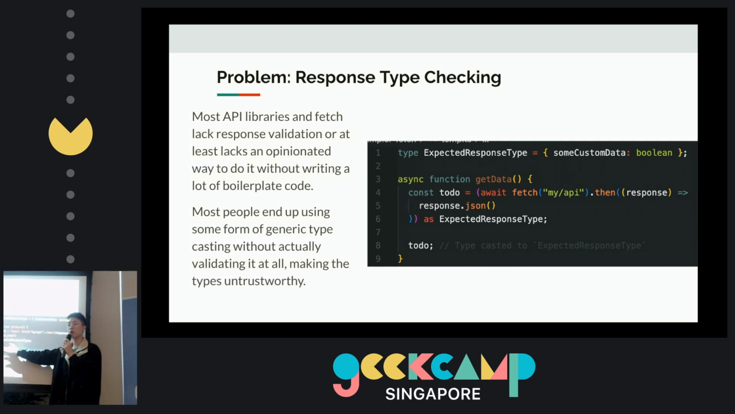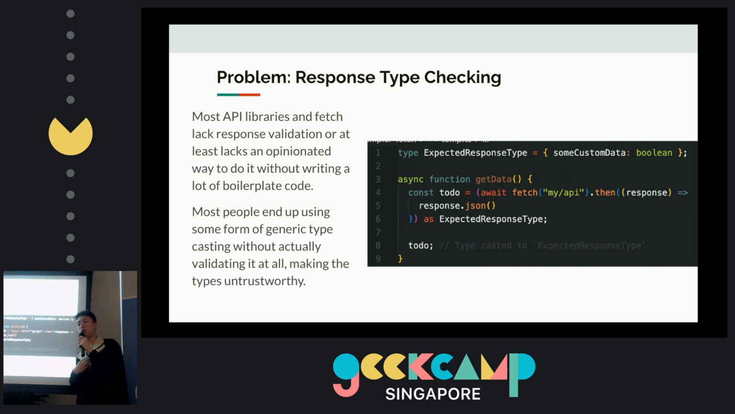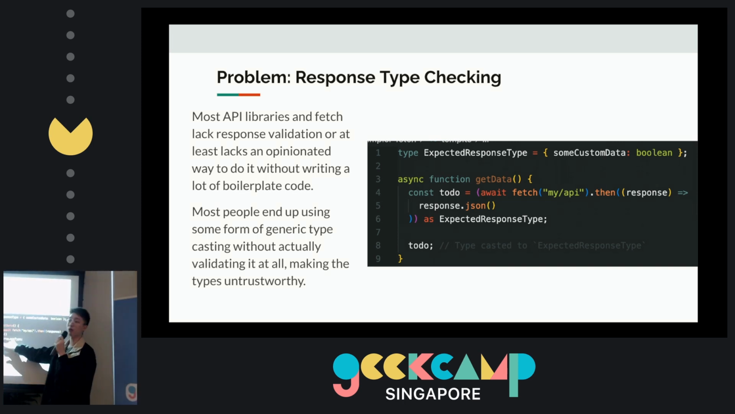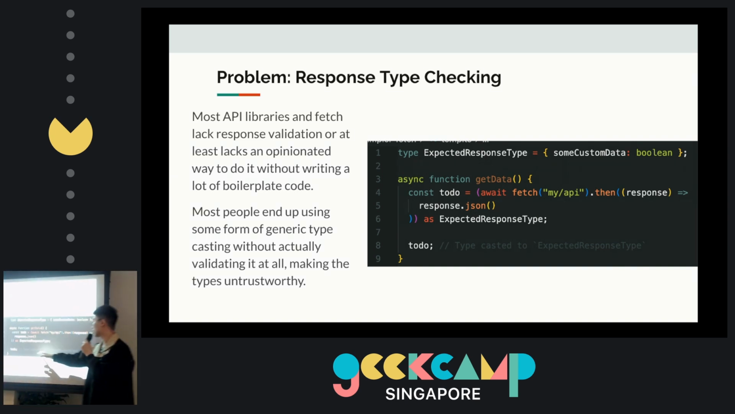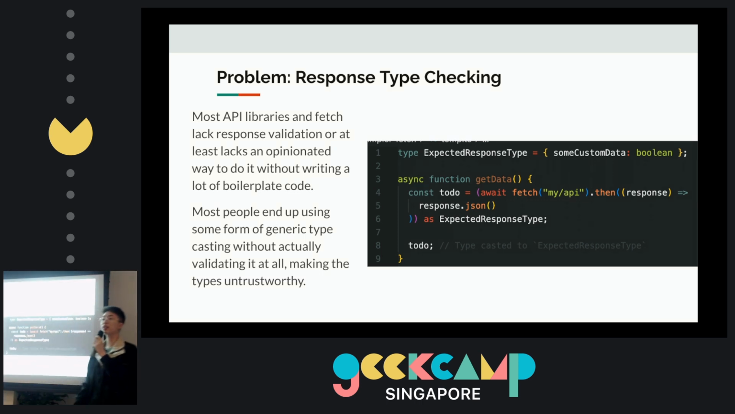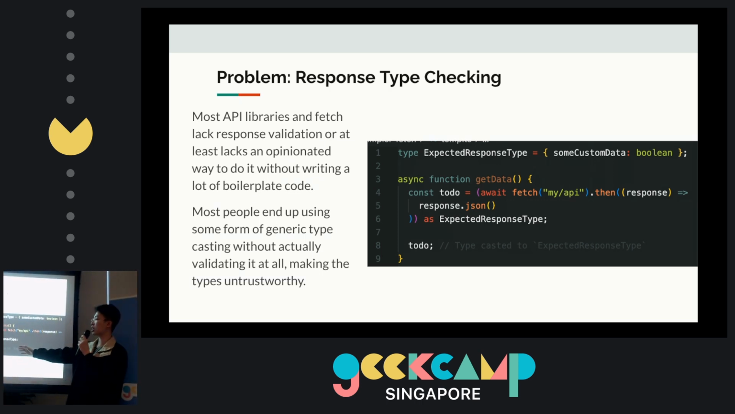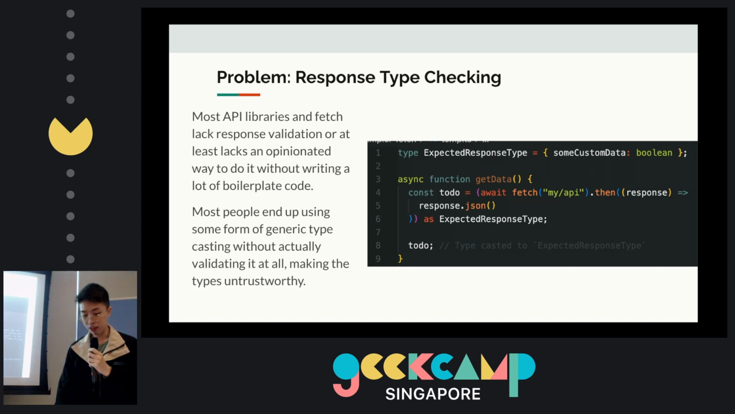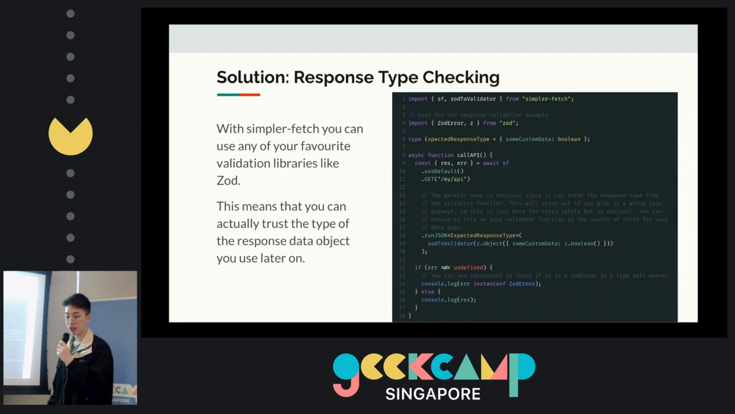Essentially, for those of you that don't know what this means, this is just telling the TypeScript compiler, hey, trust me bro, I know what I'm doing. This is the correct result type, and your todo will be cast as expected response type, even though this todo can be any other value in the world. It can be a string, it can be a boolean, but it'll always be cast to expected response type. So that's not great, right? You don't want to just trust me bro everywhere.